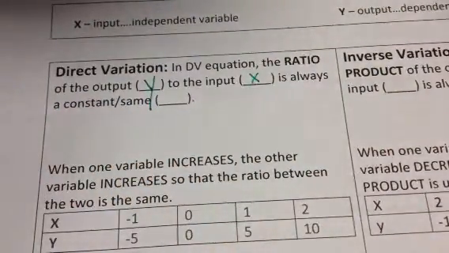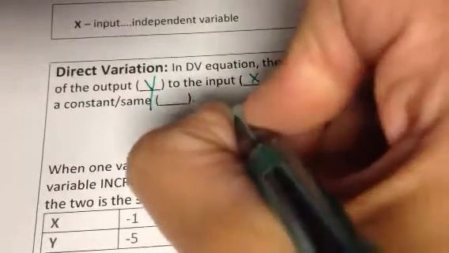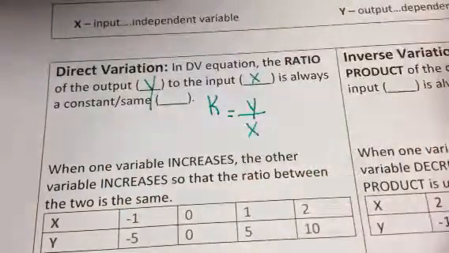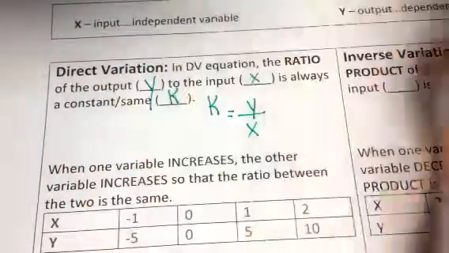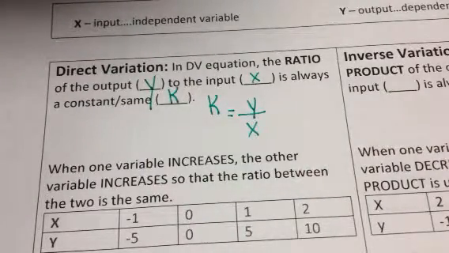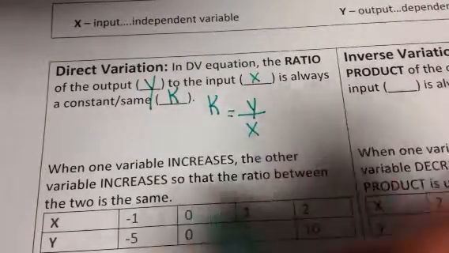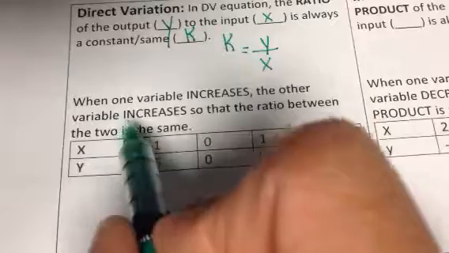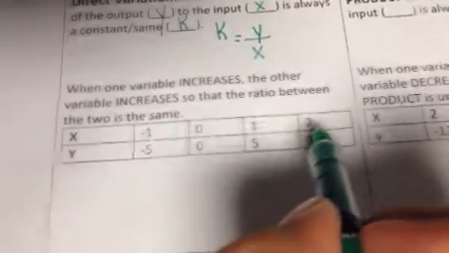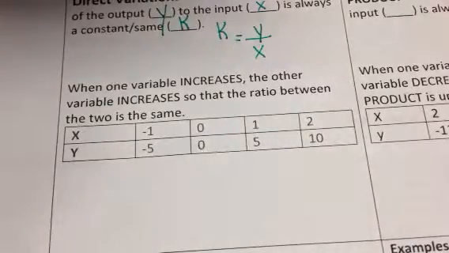And when you have this ratio of y over x, you're always going to get a constant, some same amount. And for the constant, I'm going to be using the letter K. Sometimes they use the letter A, like an apple. Sometimes they use the letter M. A lot of books do use the letter K for constant, okay? So the idea is, in direct variation, as one variable increases, for instance as x increases, then the other variable also increases so that the ratio between the two can be the same.